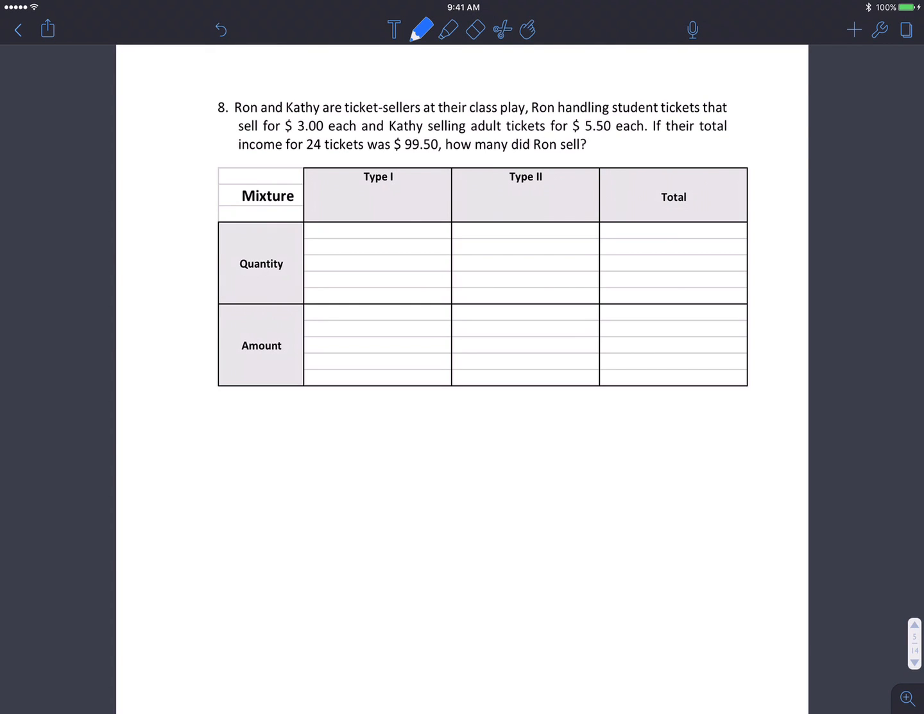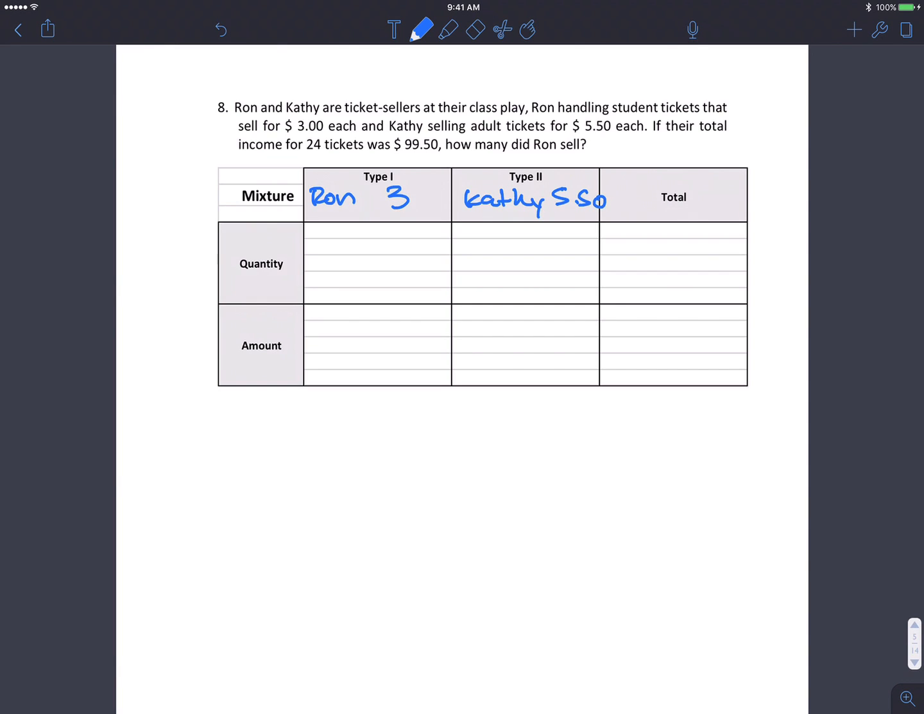Now let's look what's happening here. Ron and Kathy are ticket sellers at their class play. Ron is handling student tickets that sell for $3 each. Kathy is selling the adult tickets for $5.50 each. If the total income for 24 tickets is $99.50, how much did Ron sell? So Ron handles the $3 tickets. Kathy handles the $5.50 tickets.